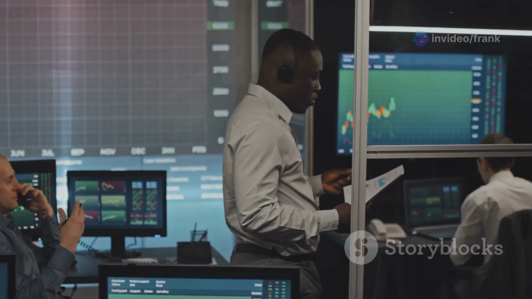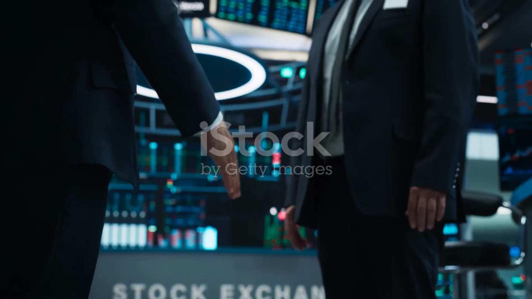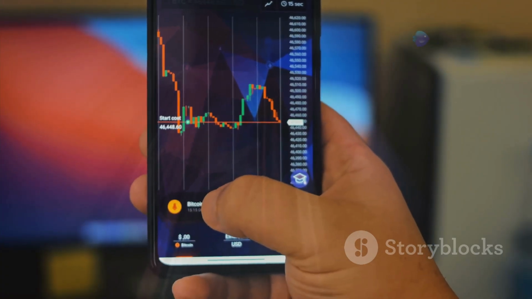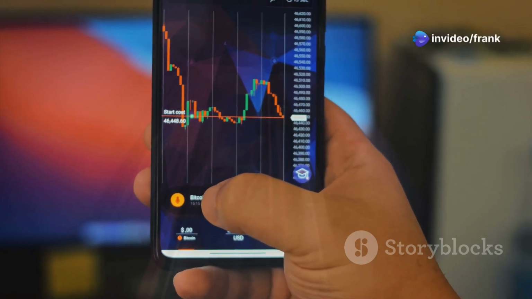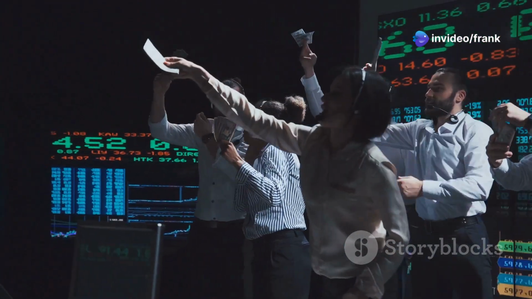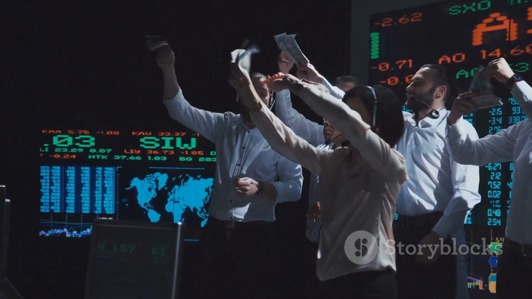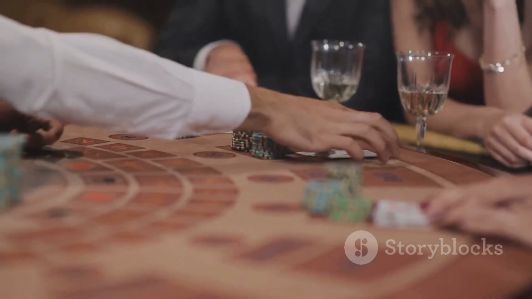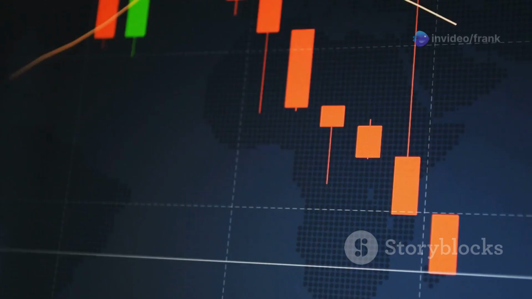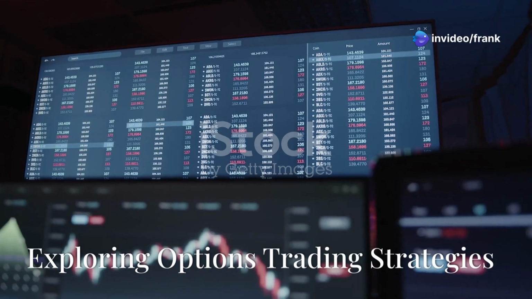Section 5. The roles of buyers and sellers. In options trading, there are always buyers and sellers. The buyer of an option pays the premium and has the right to exercise the option. The seller, also known as the writer, receives the premium and takes on the obligation to fulfill the option contract. Think of it like a bet. The buyer is betting that the stock price will move in a certain direction. The seller is betting against them.